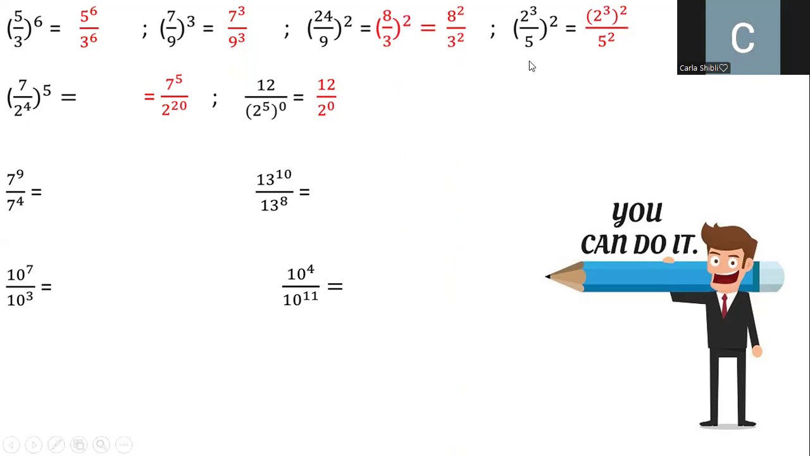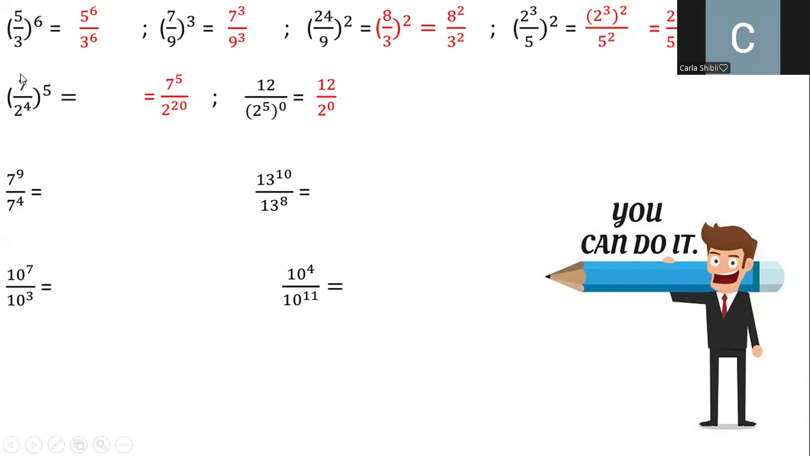Now 2 cubed over 5, all of it squared. Now the number here has a power, so 2 will be given to the 2 cubed. So I write 2 cubed, all of it squared. And 2 is given to the 5, I write 5 squared. Now here I have power of power. So I write 5 to the power 6 over 2 to the power 6 over 5 squared.